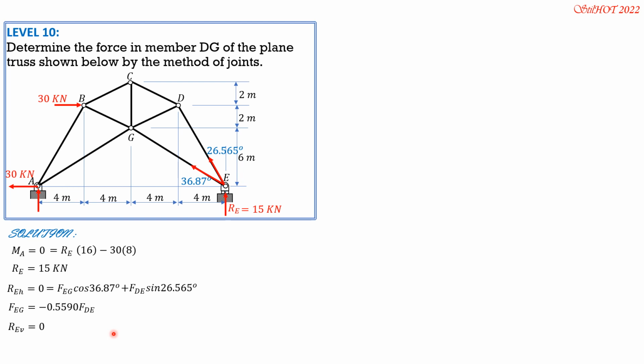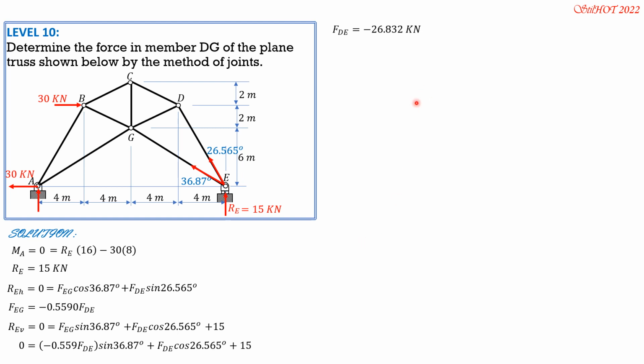Then summation of vertical forces at E equals 0. So we have FEG sine 36.87 plus FDE cosine of 26.565 degrees plus 15. So that's the equation. Then we replace FEG by negative 0.5590 FDE to solve for FDE. Times sine 36.87 plus FDE cosine of 26.565 plus 15. So from there, we can now solve FDE using your calculator. So FDE is negative 26.832 kilonewtons. So we then proceed to joint D, and of course the angles are needed.